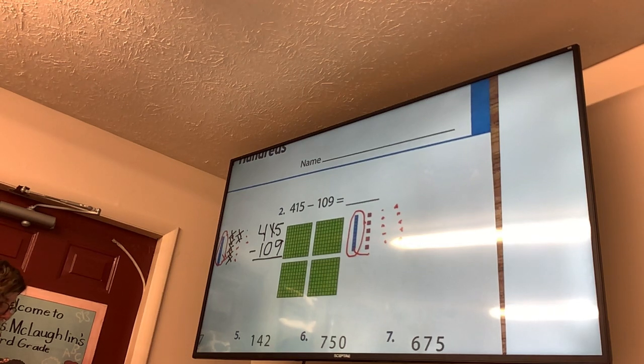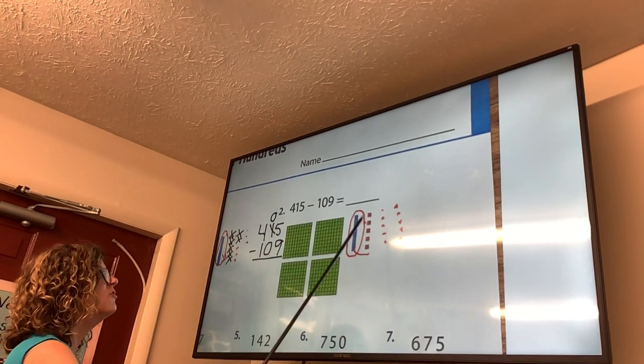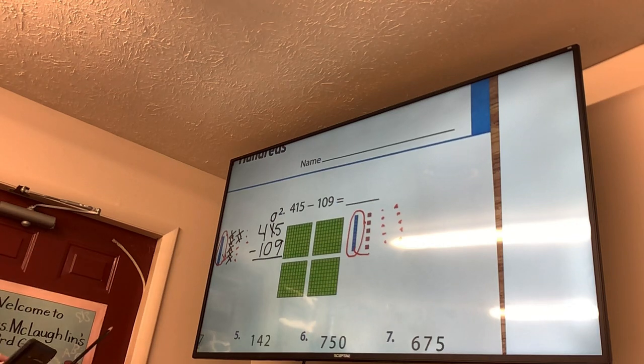So that 1 becomes a 0. And that 5, we had 5 ones. Now we have 10 more, so that makes 15. So stick a little tiny 1 in front of that 5 to make 15.